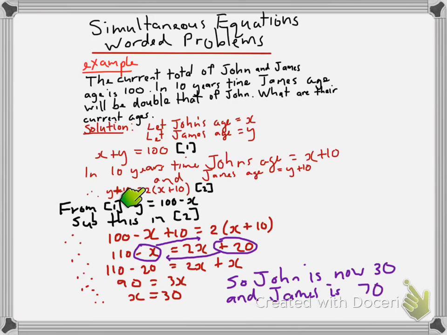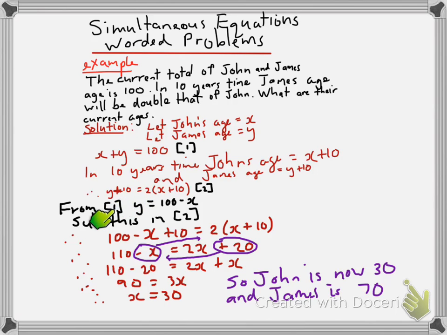Now, this next bit refers to the fact that in 10 years' time, James's age is double that of John. So what we need to write here is that James's age in 10 years' time, so that's y plus 10, is double, so 2 times John's age in 10 years' time. Alright, so we've got y plus 10 is 2 times bracket x plus 10. We've got our two equations there. We could use the 2D tab on the ClassPad and solve simultaneously, and that would be fine.